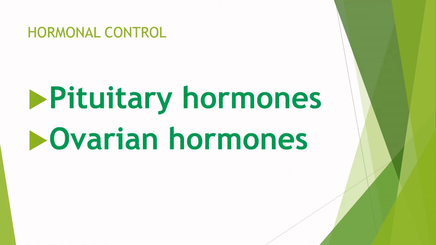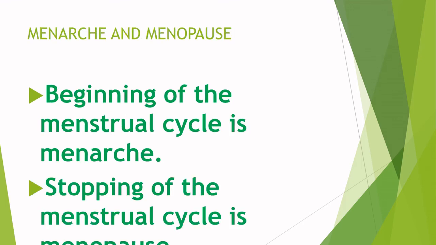Hormonal control. Menstrual cycle is controlled by pituitary hormones FSH and LH, that is follicle stimulating hormone and luteinizing hormone, and ovarian hormones estrogen and progesterone. Menstrual cycle and menstruation remain suspended during pregnancy and lactation. Menarche is the beginning of the menstrual cycle in girls and it is around the age of 13.